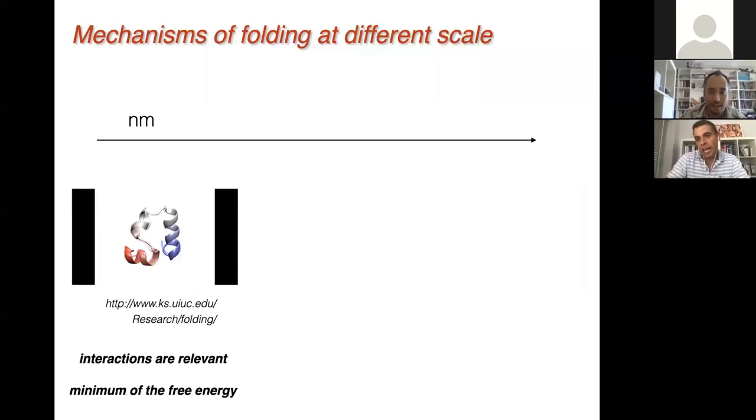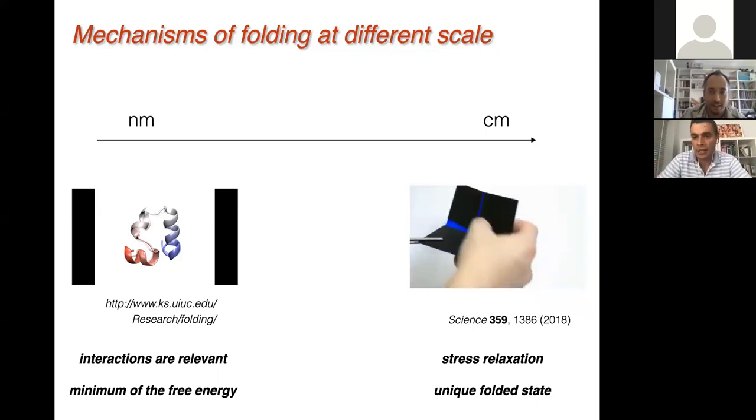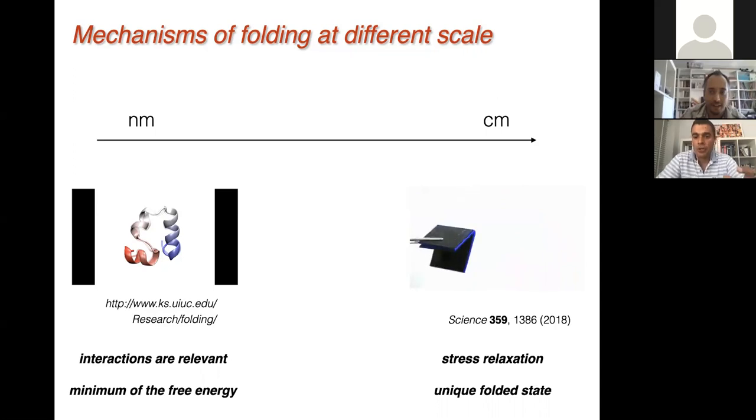If you look to the other side of the length scale, for example the centimeter scale, then the mechanism is significantly different. The building blocks are now rigid panels. The interaction between the panels is mainly excluded volume interaction, contact-like interactions, and the folding is driven by stress relaxation. So the folded configuration is unique, and the trajectories are deterministic.